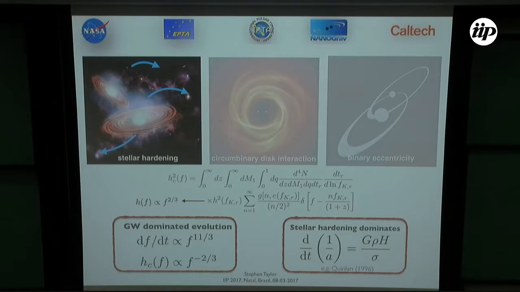And you can work out some very quick scaling relations for what the characteristic strain spectrum should look like at lower frequencies. So this is the calculation I was talking about that gives you the f to the minus 2/3. We know what the frequency evolution is due to the emission of gravitational waves. We know what the strain scaling should look like, and you can actually do this very quickly on the back of an envelope. You get a characteristic strain spectrum, which is f to the minus 2/3.